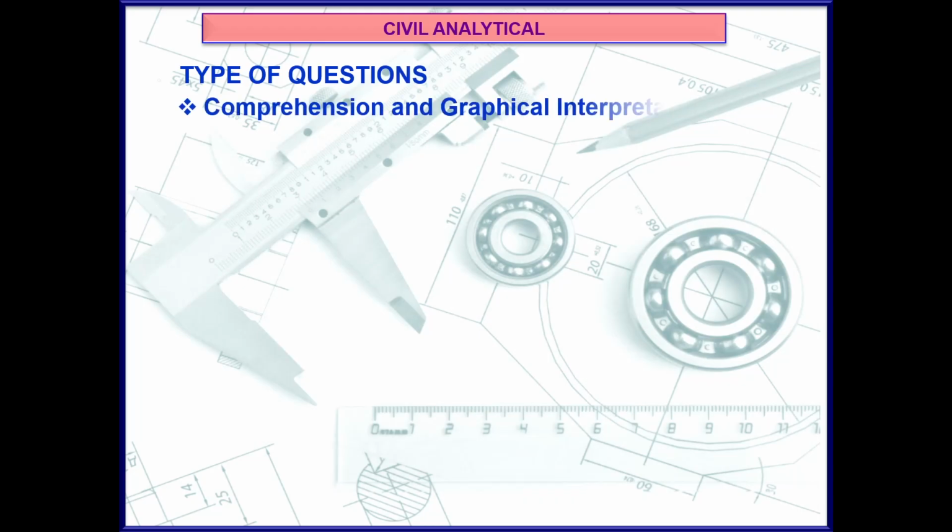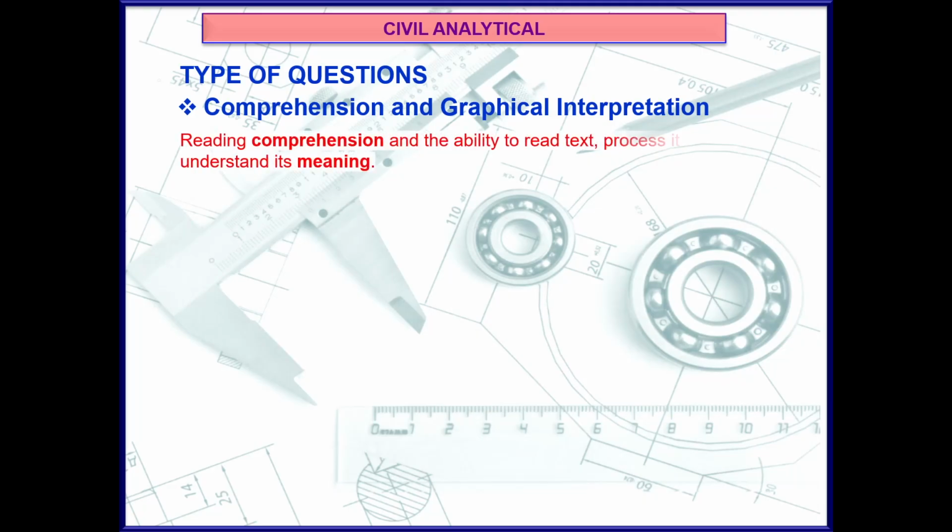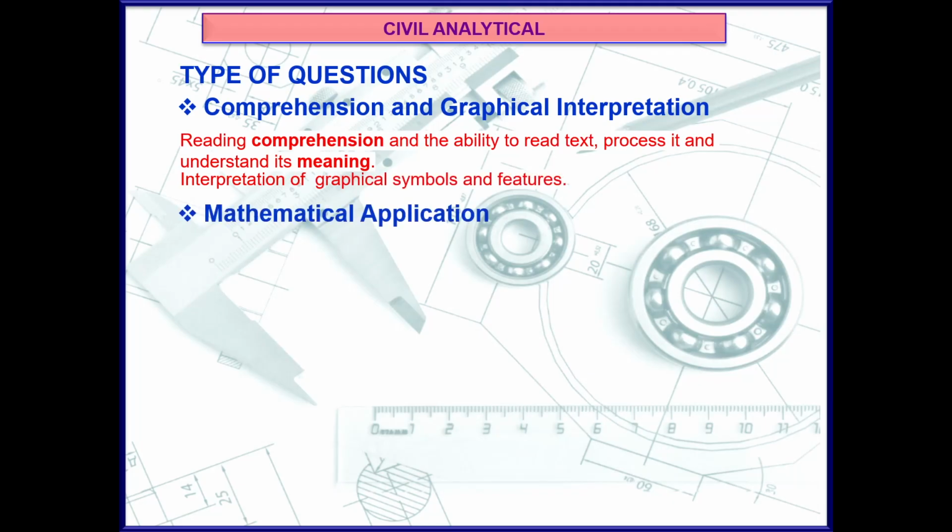First of all, our comprehension and graphical interpretation, that is the reading of comprehension and the ability to read text, process it and understand its meaning. Also the interpretation of graphical symbols and features. Furthermore, we've got mathematical application, that is to calculate area as well as perimeter and also to determine different dimensions.